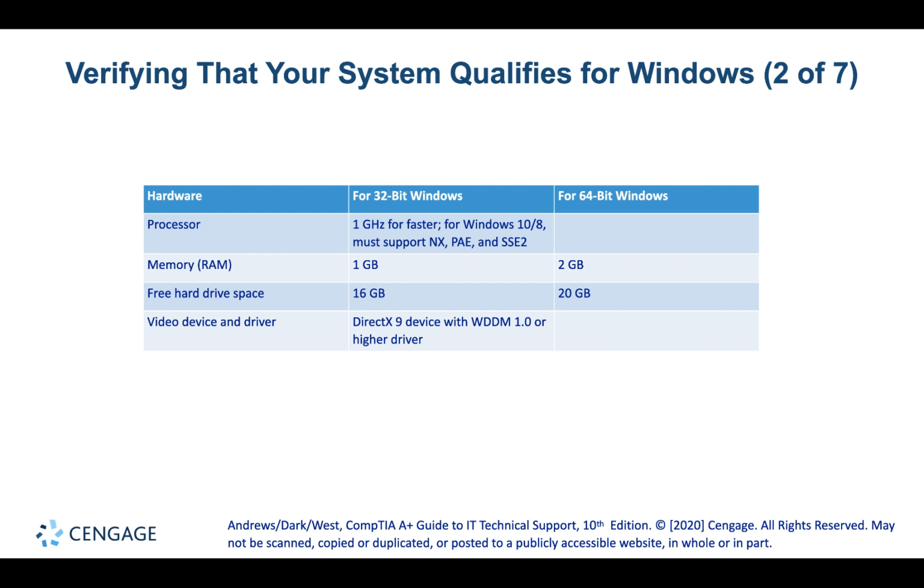This slide here just shows the minimum hardware requirements for installing Windows. It's very low. A 1 gigahertz or faster CPU, which must support the NX, PAE, and SSE2 processor functions. You're normally going to be dealing with 64-bit Windows, so 2 gigabytes of RAM or more, preferably more. And for free hard disk space, you need at least 20 gigs to install the 64-bit version, and then you need some form of DirectX 9 with WDDM 1.0 or higher driver for video.